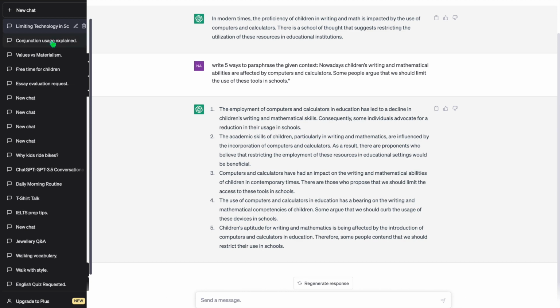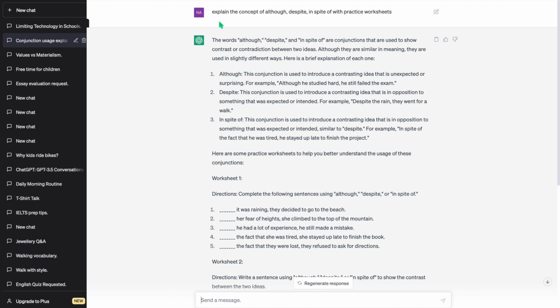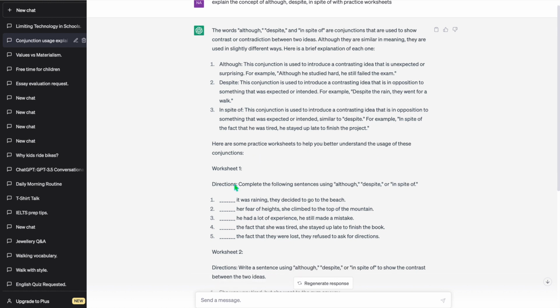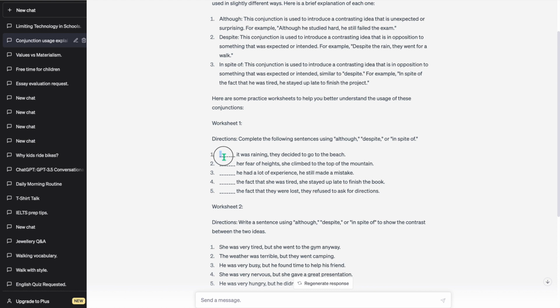Here I would go, because I have already asked, so I would go here. Here you can see I have asked, explain the concept of although, despite, in spite of with practice worksheets, and see how it has given us so many suggestions or explanations. And it has also given us, here are some practice worksheets to help you better understand the use of these conjunctions. You can see here we have the fill-up exercise, although, despite, or in spite of, we have to complete these sentences.